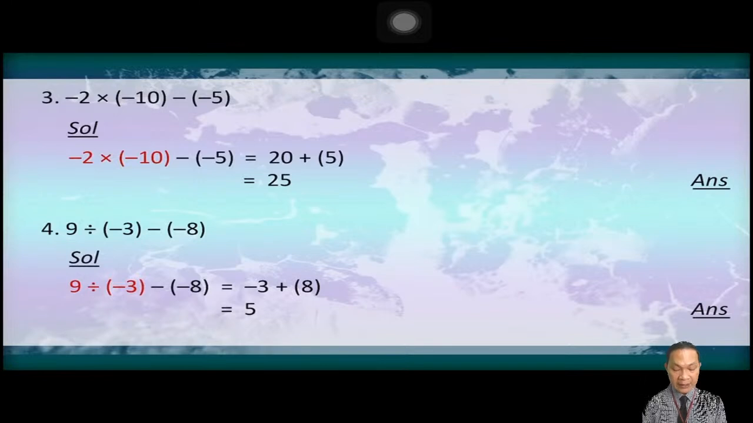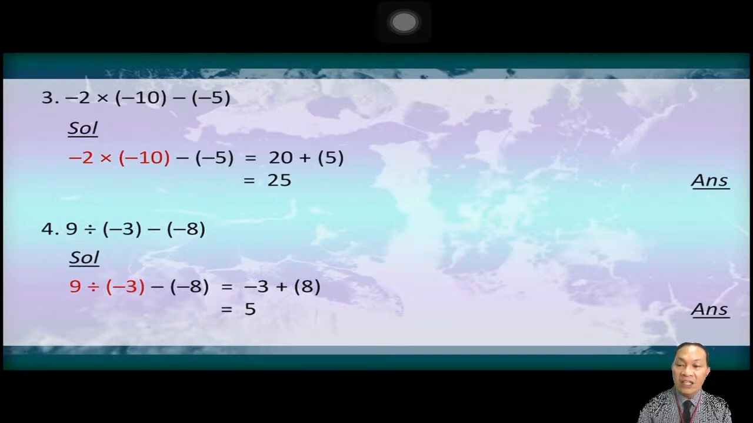Next, continue number 4 example. We have 9 divided by a negative 3 minus a negative 8. The operations involved for this example are only 2, division and subtraction. So first we need to divide before subtracting the integers. So 9 divided by a negative 3 is equal to negative 3. Then we have minus a negative 8, so we add the additive inverse of negative 8, which is 8. And then negative 3 plus 8 is equal to 5. All right, that's it. Any question?